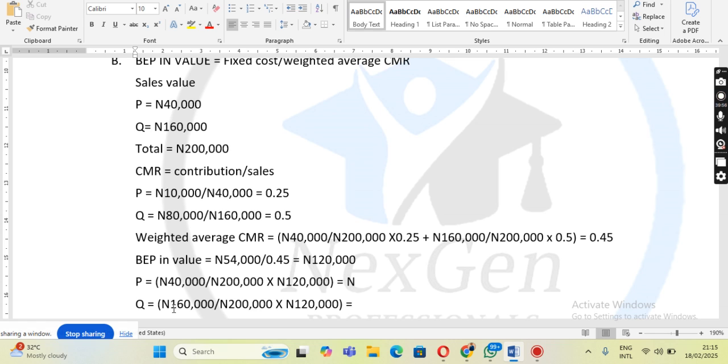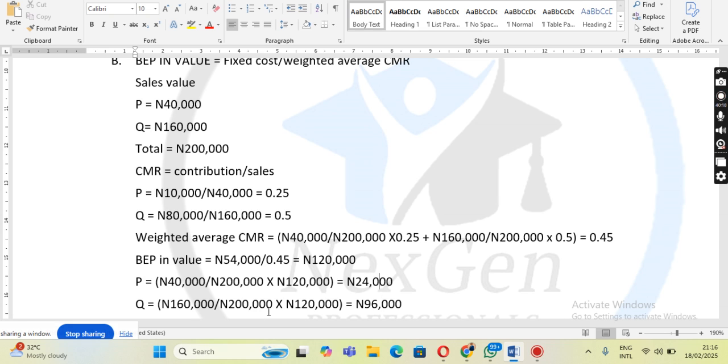So just minus 24,000 from 120,000, and that gives you the one for Q: 96,000 naira for Q. You can see when you add these two together, you have 120,000. Is that not so? And it's as simple as ABC. And that is that. Are we good?